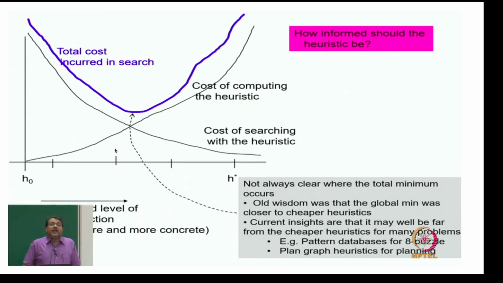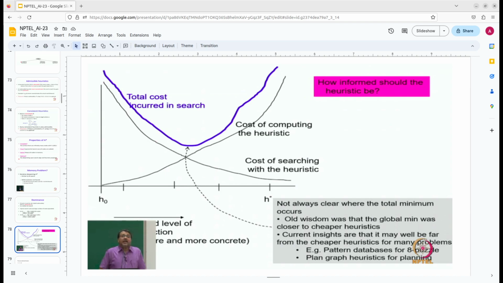Third point, it is saying current insights are that it may well be for cheaper heuristic for many problems. Pattern database of 8 puzzle or plan graph heuristic for planning. So these things we consider. Now let me summarize what we discussed so far, what the important points are, and how we will go further.